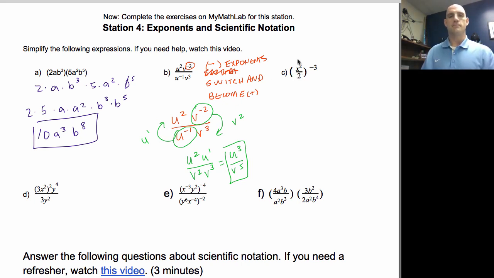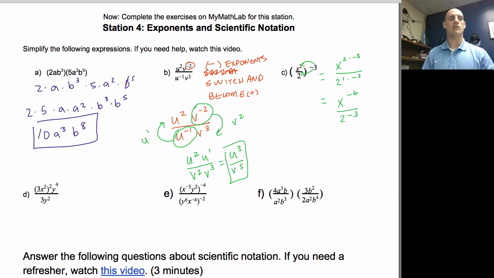In letter C, I don't have any negative exponents, but I've got this big negative exponent out here. When I have an exponent outside parentheses, it actually gets distributed to the top and the bottom. And so what happens is this is x squared times negative 3. I'm multiplying my exponents. When it's outside the big parentheses, I multiply the exponents. So this is 2 to the first times negative 3. If I simplify that, I have x to the negative 6th and 2 to the negative 3rd.